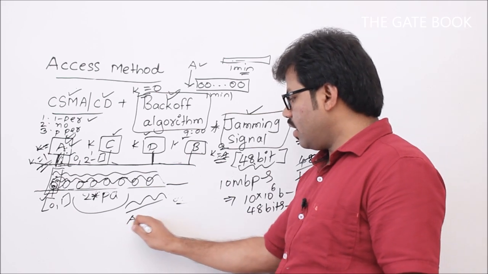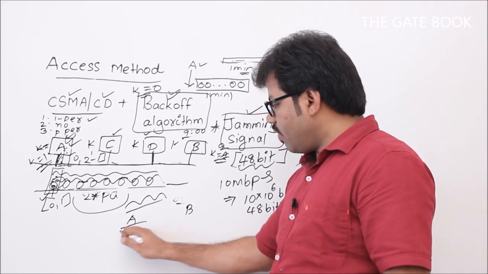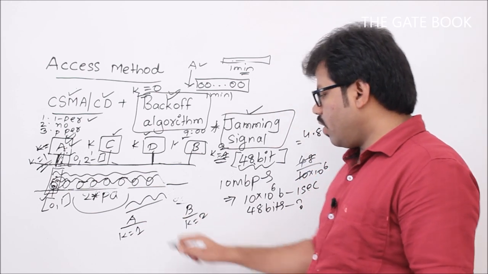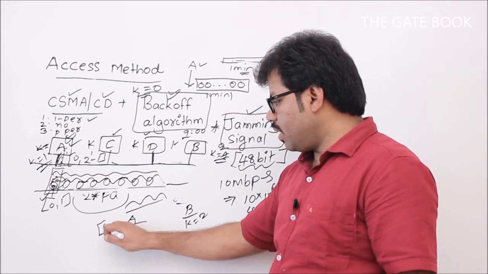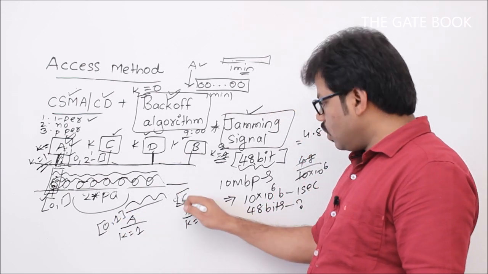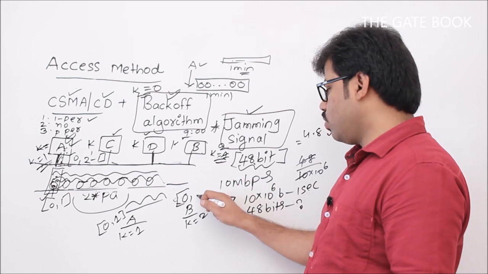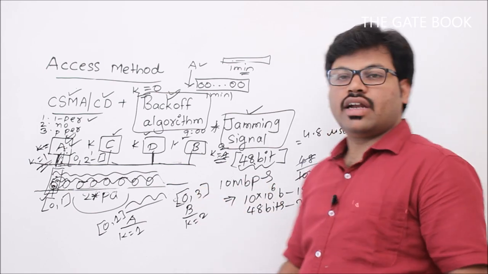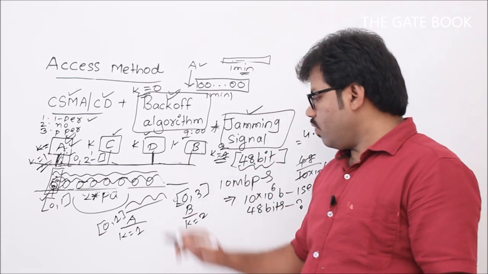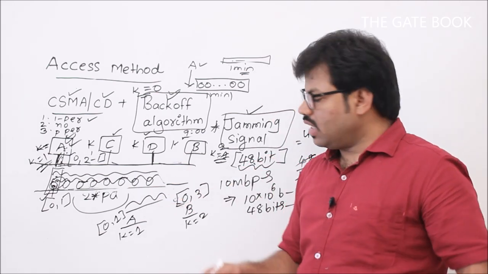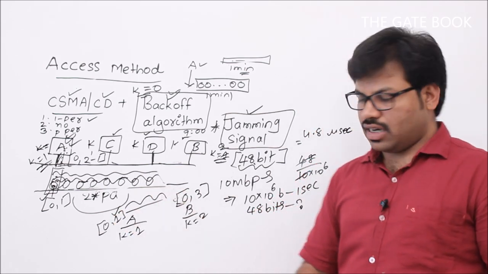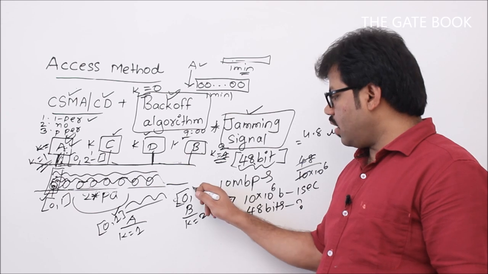Now I write here A and B. A's K value is, let's say, 1 now. B's K value is 2. Now A draws a random number between 0 to 1. B will draw a random number between 0 to 2 power k minus 1, 2 square minus 1, that is 0 to 3. Already I taught you the backoff algorithm, I am revising it. Now for example, for time being, let's assume that A generated 1 as the random number, and B generated 3.